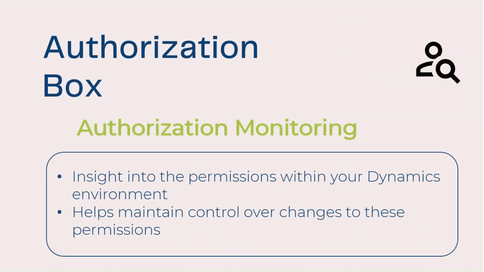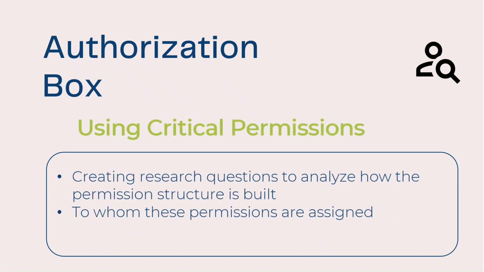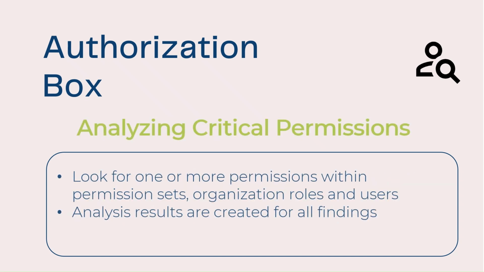Authorization monitoring provides insight into the permissions within your Dynamics environment and helps maintain control over changes to these permissions. Using critical permissions, we create research questions to analyze how the permission structure is built and to whom these permissions are assigned. By analyzing a critical permission, we look for one or more permissions within permission sets, organization roles, and users.